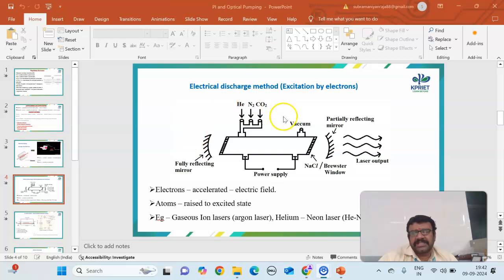The typical setup consists of one fully reflecting mirror and one partially reflecting mirror with a sodium chloride Brewster window, a power supply, and provisions for pouring in gases such as helium, nitrogen, and carbon dioxide. There is also a provision for creating a vacuum inside the setup. You can see the laser output coming out of this system.